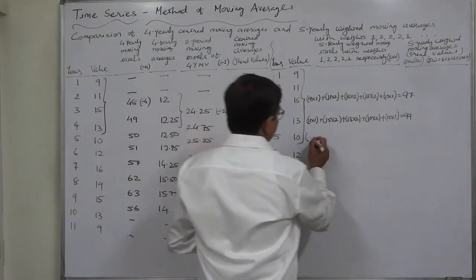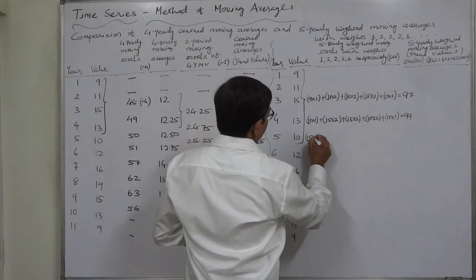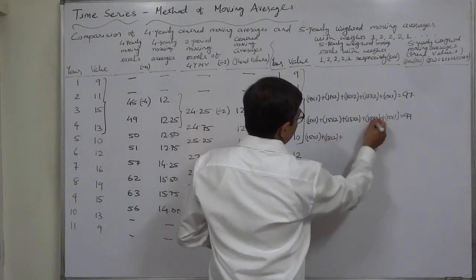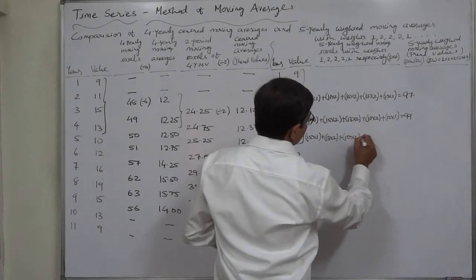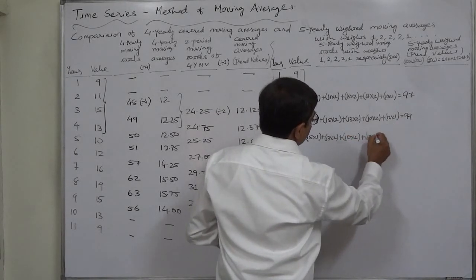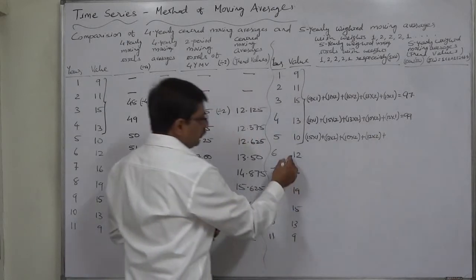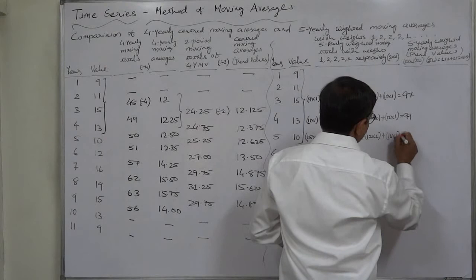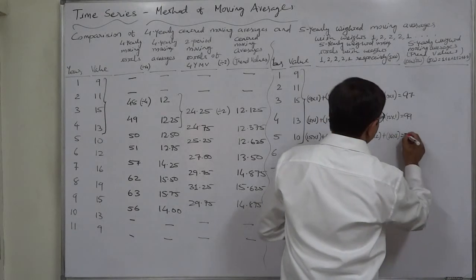Next total will be of the 3rd to 7th value, and it will be written against the 5th because the 5th is in the center. 15 into 1 plus 13 into 2 plus 10 into 2 plus 12 into 2 plus the new value coming in, 16 into 1. And the total is 101.